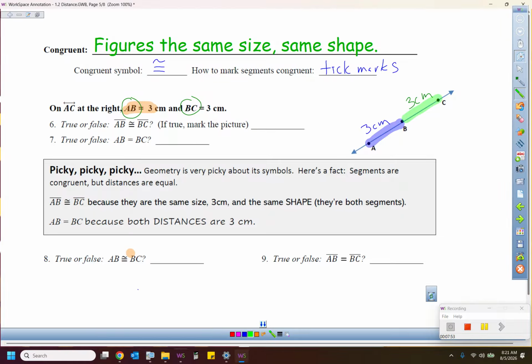Well, congruent means same size, same shape. Well, they're both segments, so booyah, they're the same shape. And they're both 3 centimeters long because segments only have one dimension, so it could be length. So I think that is true.